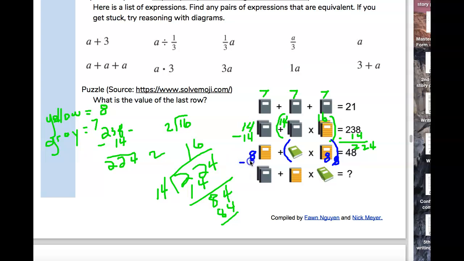So if we subtract 8 here, and we subtract 8 here, we get 48 over here. So we know that this times this, oh, I'm sorry, 48 minus 8 is 40. Okay, so we know that 8 times something has to equal 40. Well, think of your multiplication facts. Okay, so the green has to be 5. All right, so let's put over here green is 5.